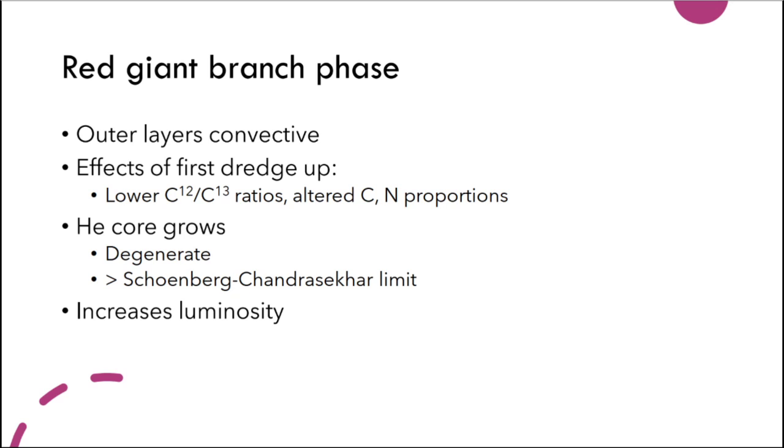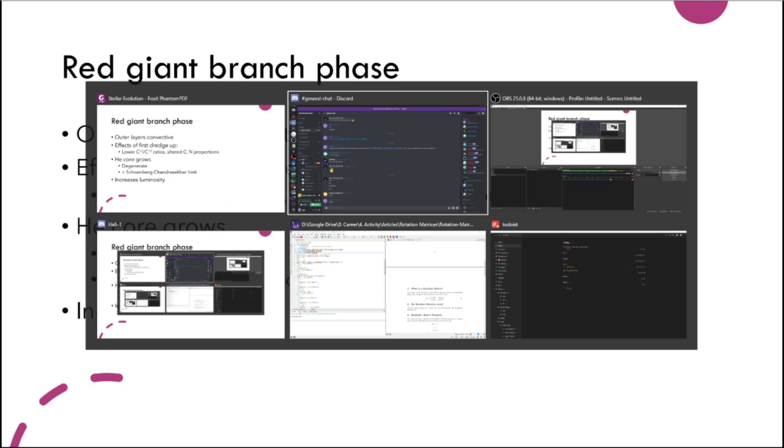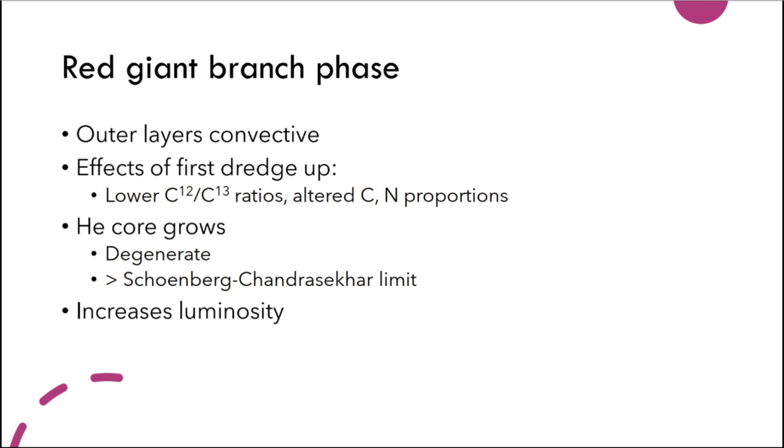So after this, the helium core grows in size because of more fusion, and it either becomes degenerate or it reaches the Schoenberg-Chandrasekhar limit, which I'm not sure how to say the first name, but basically the limit is the maximum mass that a non-fusing isothermal core can support in an enclosing envelope, and it's a ratio of the mass of the core to the total mass of the star. And after this, it increases in luminosity and reaches the tip of the red giant branch in the Hertzsprung-Russell diagram, which we can get back to at the end if you guys need to.